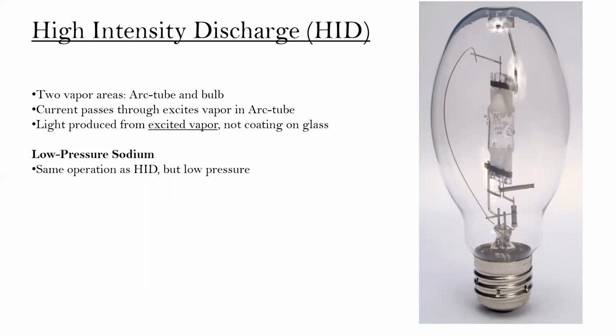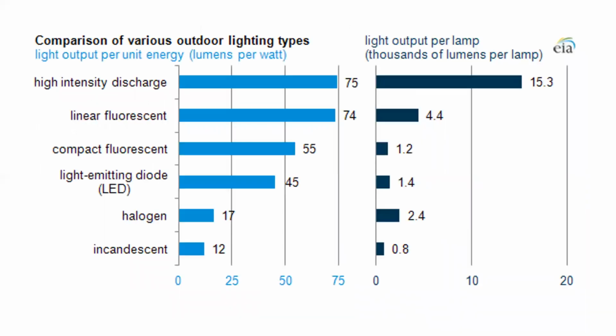There is one type of light that sometimes gets grouped in here. It's called a low pressure sodium. It's the same operation as an HID, but it is lower in pressure, and we'll look at that in a few moments.